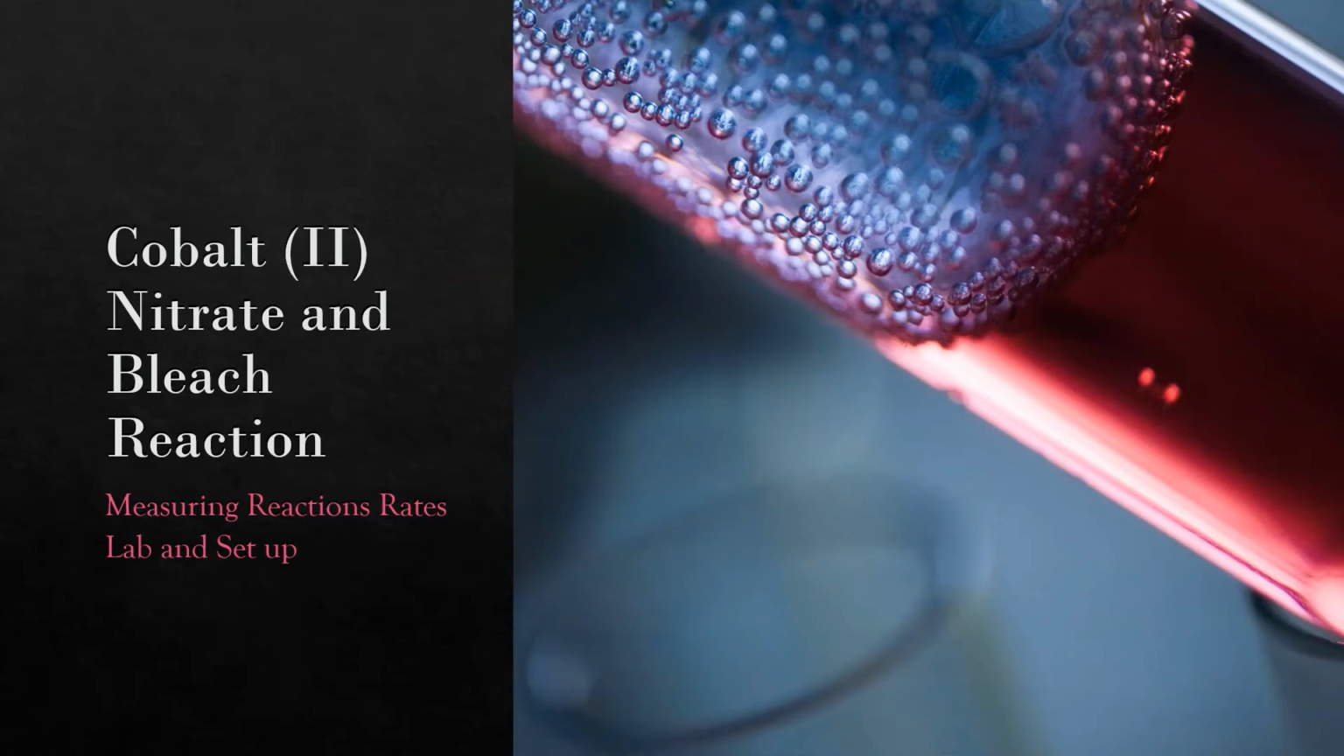Hey, it's Mr. Lum, and we're going to go through the setup of this lab that's going to be measuring and looking at reaction rates and how reaction rates can change based on different variables that are present. So this is the cobalt-2 nitrate and bleach reaction, or sodium hypochlorite, and we're going to look at how to set this up, what you're going to need for your lab, and then a few things on how to measure the reaction rates.